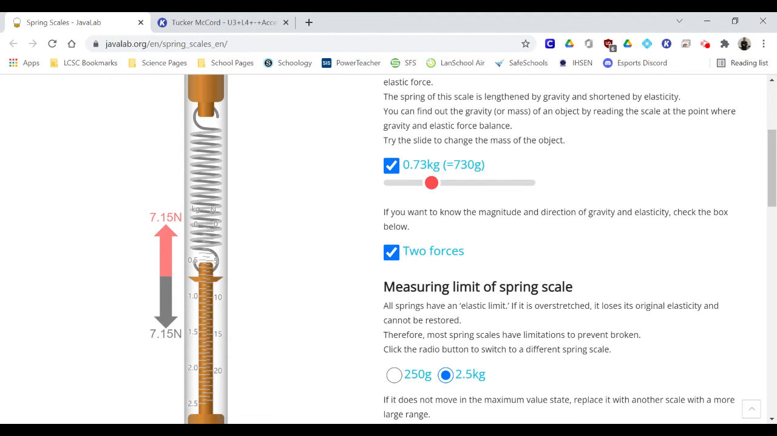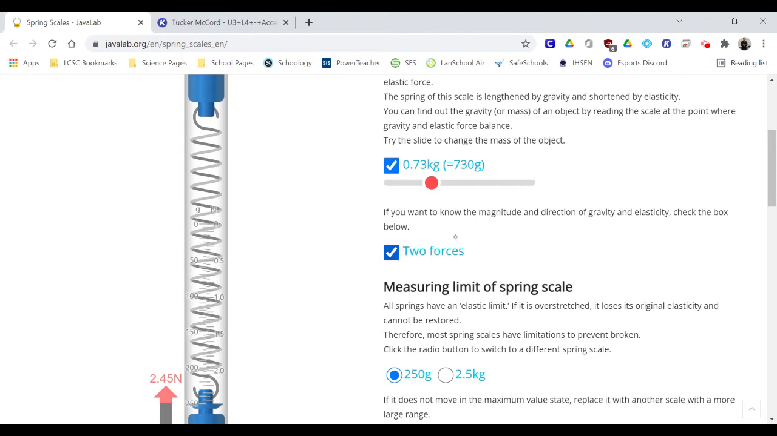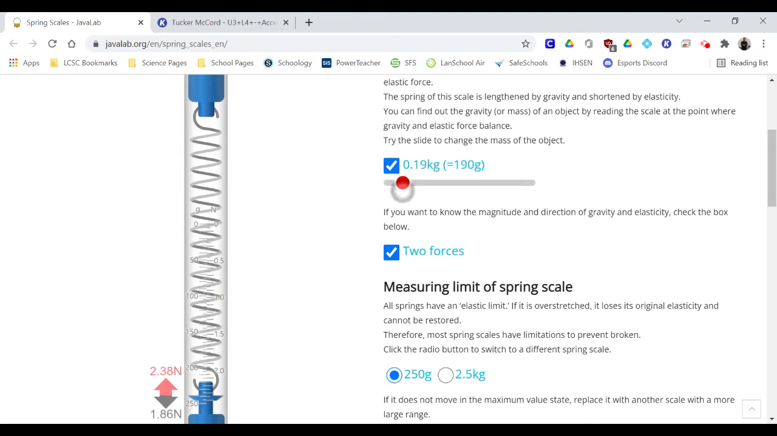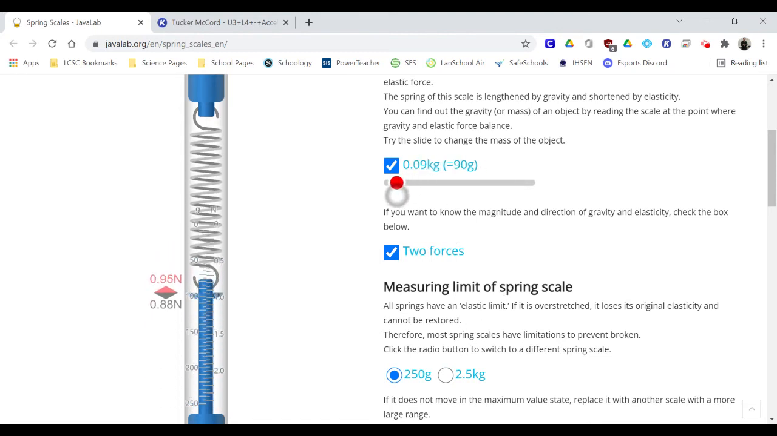You can also change the limit of the spring scale if you want to use smaller masses. So let's say you're doing something with 0.08 kilograms, where you have very little force going on here. If you do this on the 2.5 kilogram scale, it's barely going to move at all. It does read out the number for you, so it still gives you the same value, but it's a little bit tougher to see.